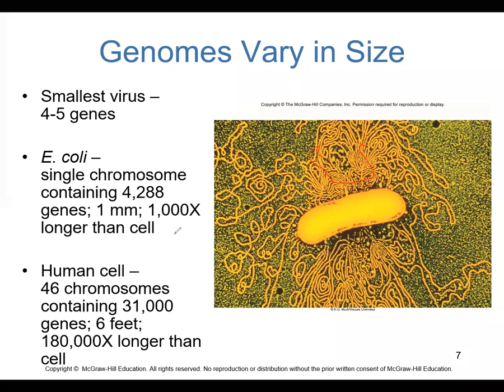It's about a millimeter. No, that's not right. Anyways, it's really long compared to the size of the cell. And they give you the humans. Humans have 31,000 genes, and since humans are eukaryotes and it's linear, if you were to hold one end of it and let it hang down, it would be approximately 6 feet long. So that's in each and every one of your cells.